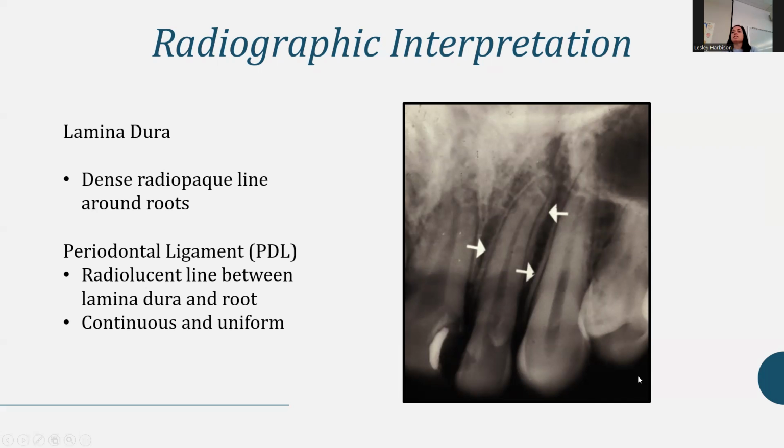So the periodontal ligament space is the other structure, and it should be a very thin radiolucent area all the way around the root. Now, some people, if they clench and grind, may have a little bit of a widened PDL. I've always had a widened PDL because I clench and grind like crazy. So you may see that even if there's no bone loss. But in general, in a healthy periodontium, it should be pretty close and tight to the root. It should be continuous and uniform all the way around as well.